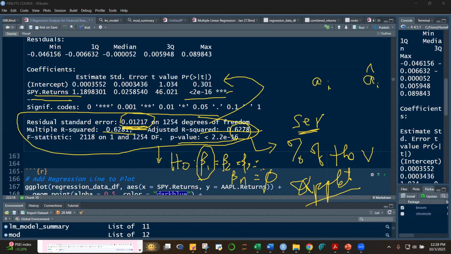Only that here, class, we're using t-test, and here we're using f-test.